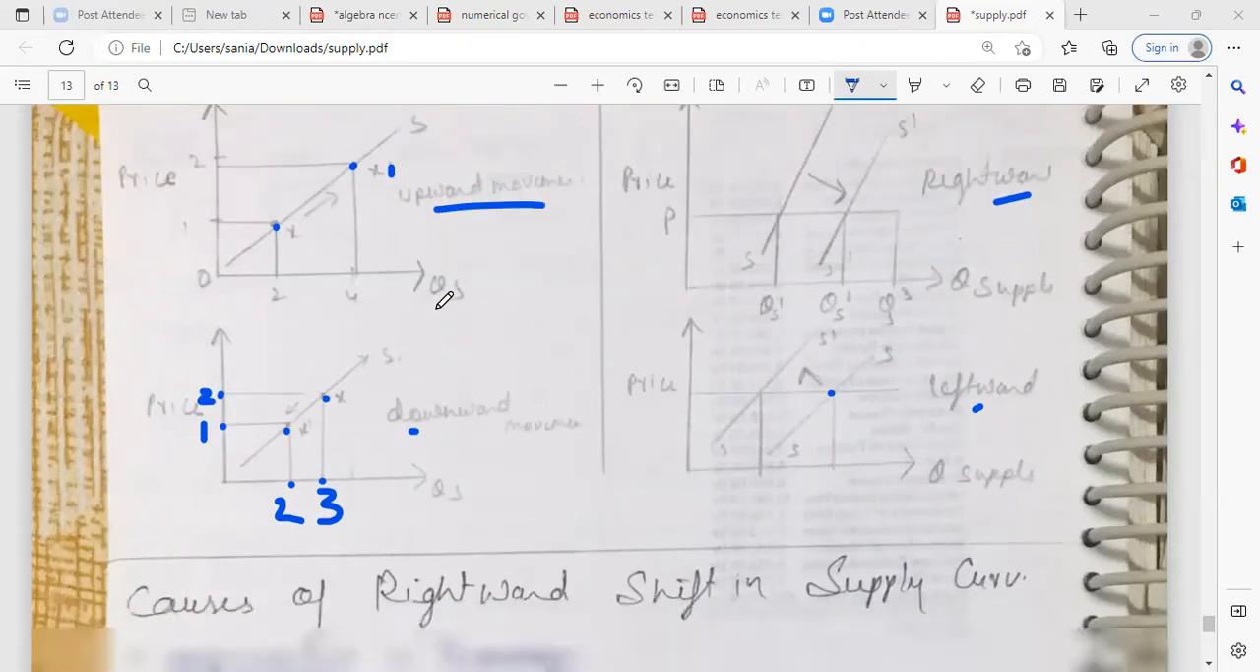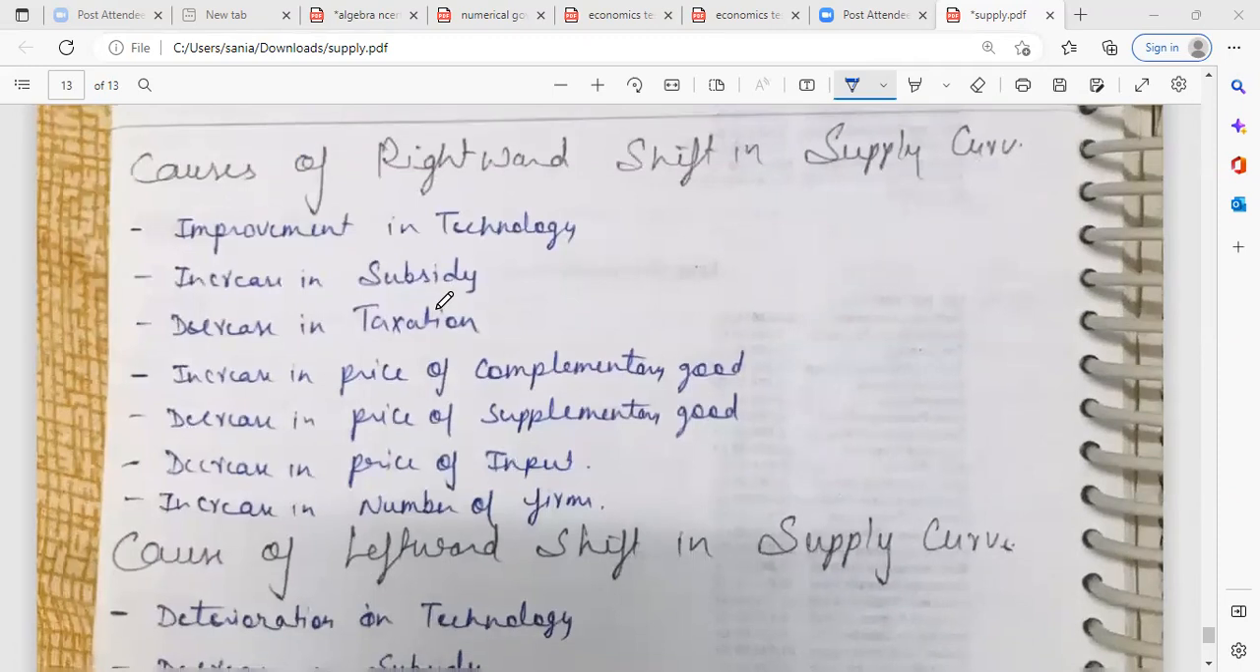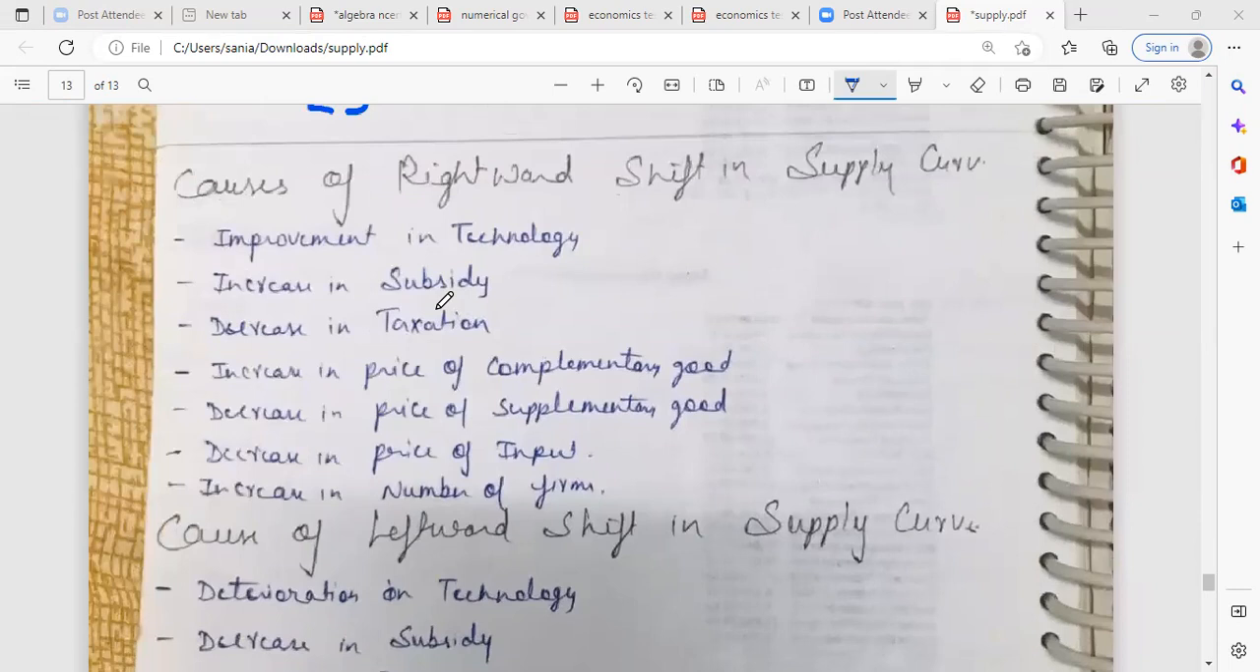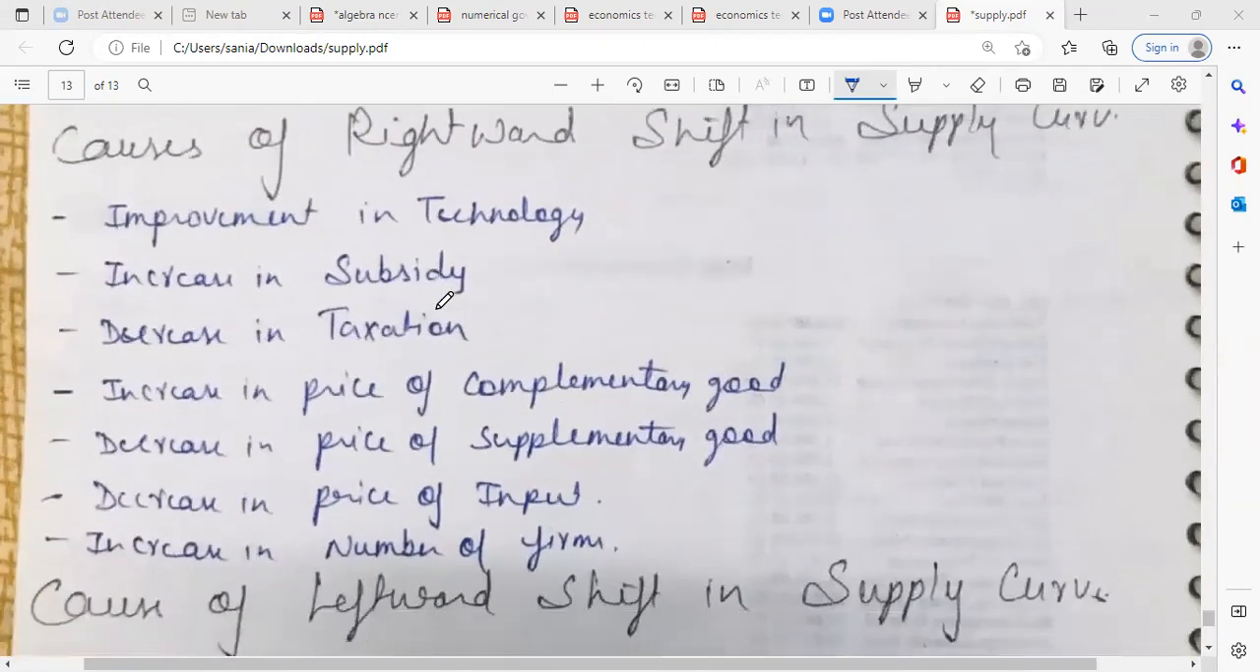Okay. So now, basically, there are causes for rightward shift and leftward shift. Remember one thing, why have I not mentioned over here the causes of upward movement or downward movement? Who can tell me? What can be the causes? Who will tell me? When does upward movement take place?